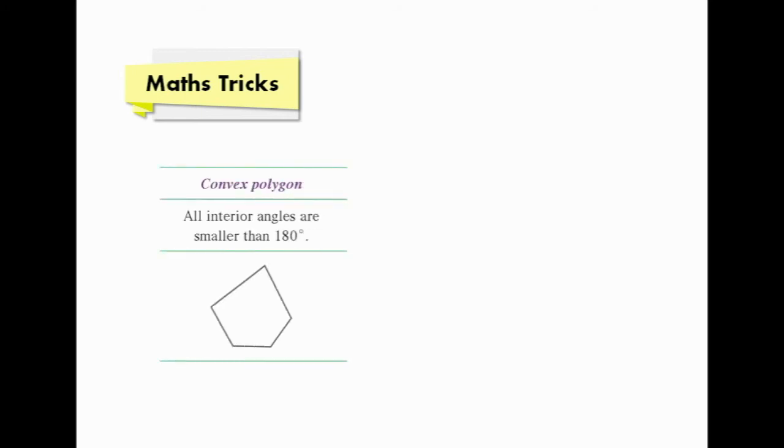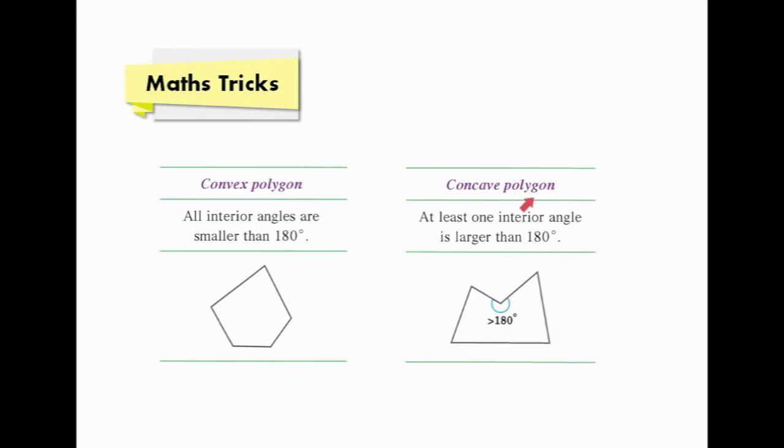Next, we have 2 other kinds of polygons classified by the sizes of their interior angles. In a convex polygon, all interior angles are smaller than 180 degrees, just like the polygon shown here. A concave polygon is the opposite. At least one interior angle is larger than 180 degrees. The polygon here is a concave polygon, as this angle is larger than 180 degrees.